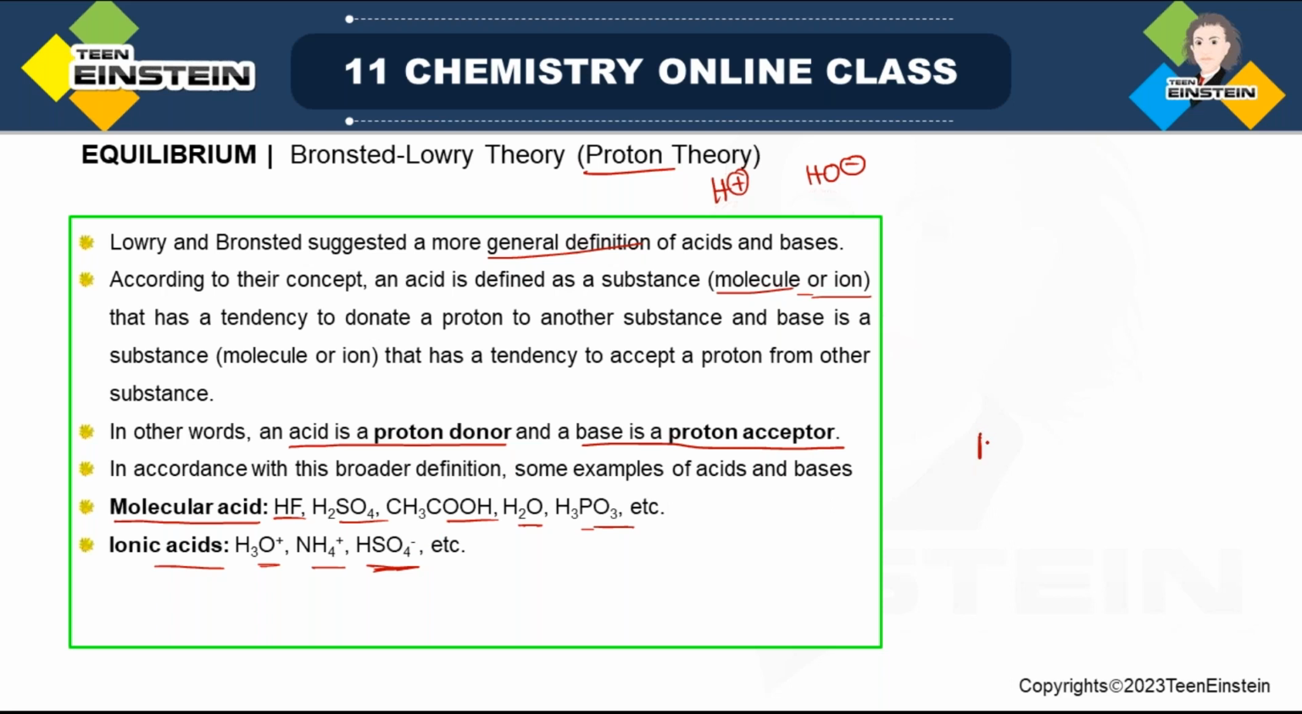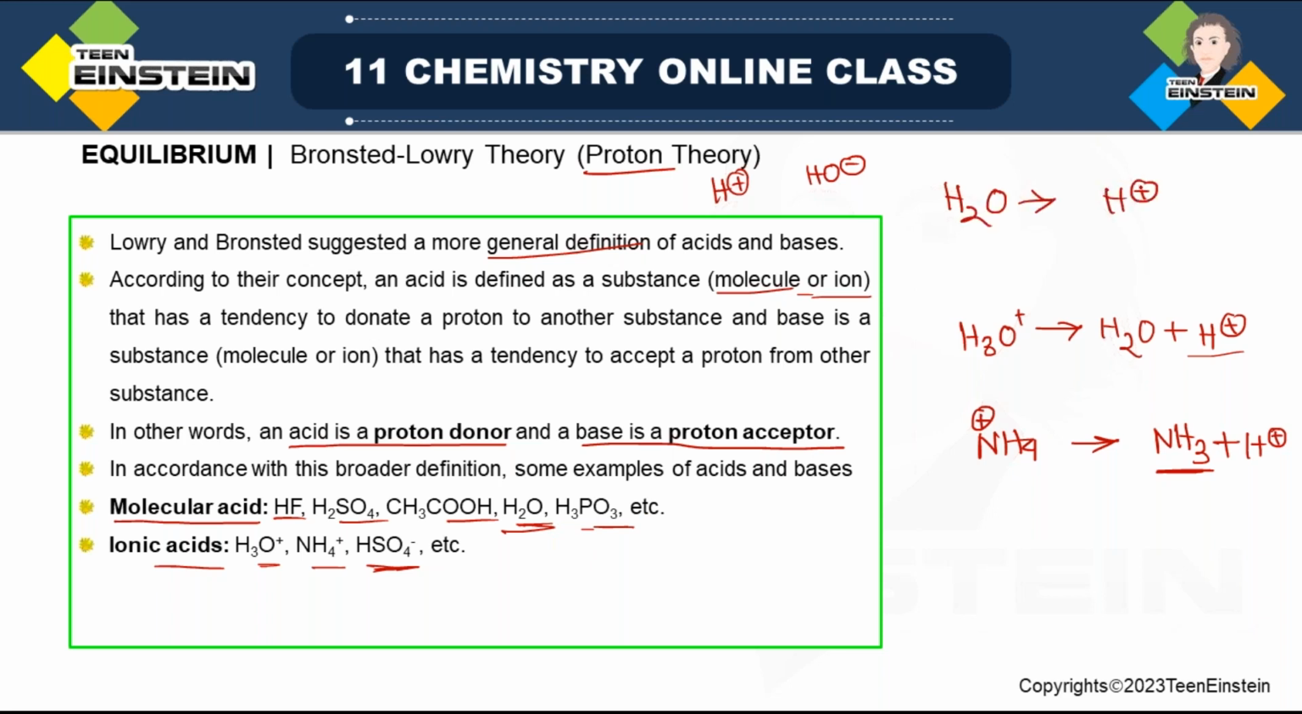Similarly, NH4 plus. The plus sign is basically over nitrogen. So if it is giving a proton, it will produce this neutral molecule and it will produce H plus. Similarly, H3O plus will produce one neutral water molecule and H plus. So it is giving H plus. That is why it is a proton donor, right? And among molecular acids, we also have the example of H2O, because you can consider it as giving H plus and HO minus.